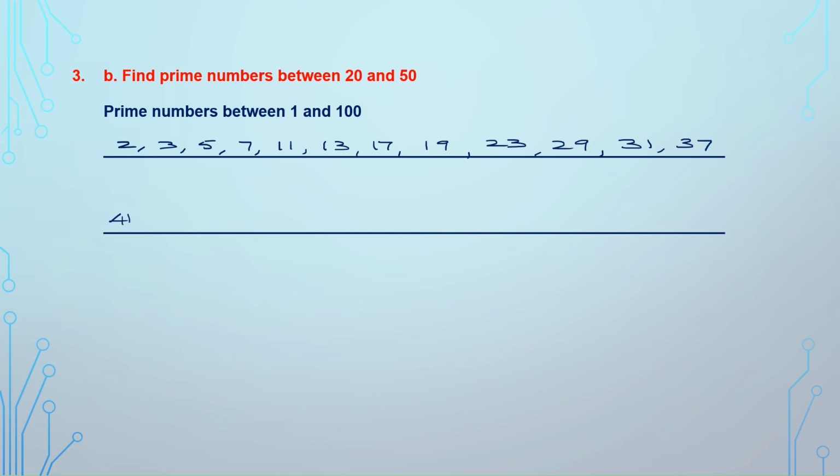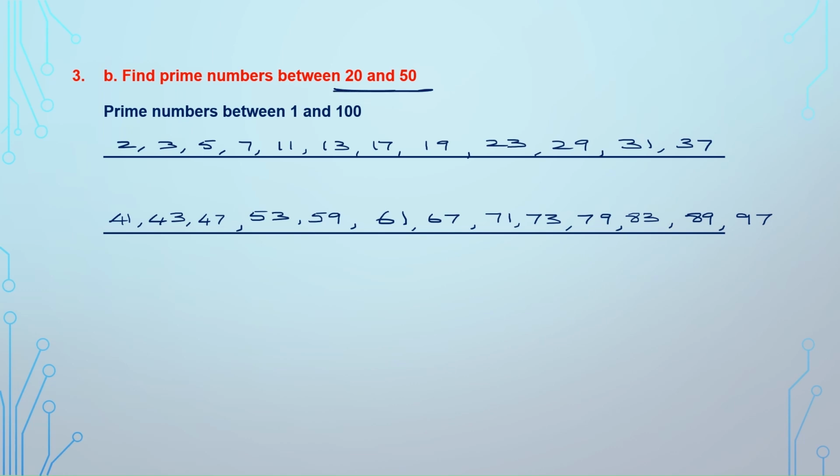41, 43, 47, 53, 59, 61, 67, 71, 73, 79, 83, 89 and 97. So these are the prime numbers between 1 and 100.